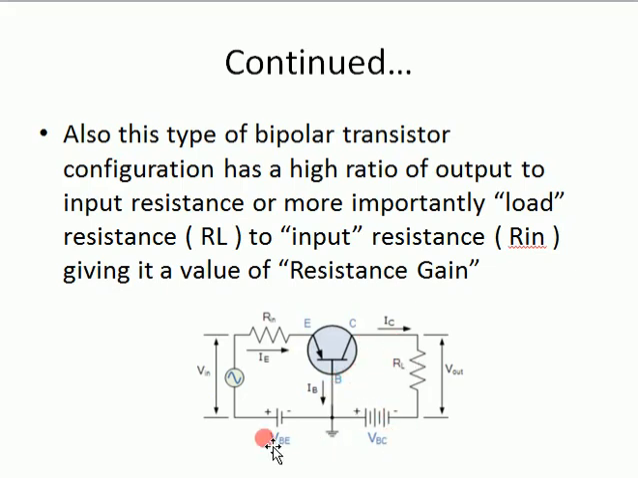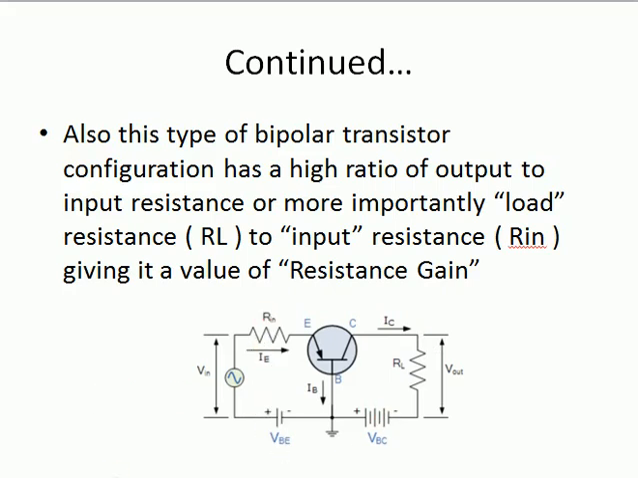So when we say where the forward biasing is, then the resistance is less, and when there is the reverse biasing, then it means that the resistance has been increased. That's why no current flows in it. So in such type of bipolar transistor configuration, it has the high ratio of output to input resistance, or more importantly load resistance to input resistance, giving it the value of resistance gain, because the output junction is reverse biased and the input junction is forward biased.